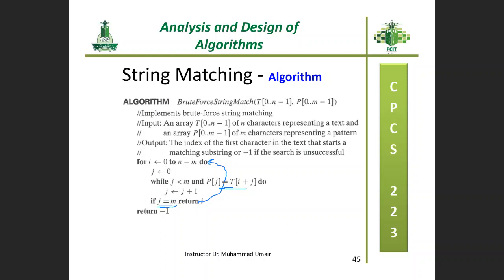So the outer loop will be incremented. If in every iteration of the for loop this condition remains false, what does it mean? For all possible values of i, if this condition always remains false, it means you have not found the value. In that case, you will come here and return -1, which means the pattern does not exist in the text. Is it clear?